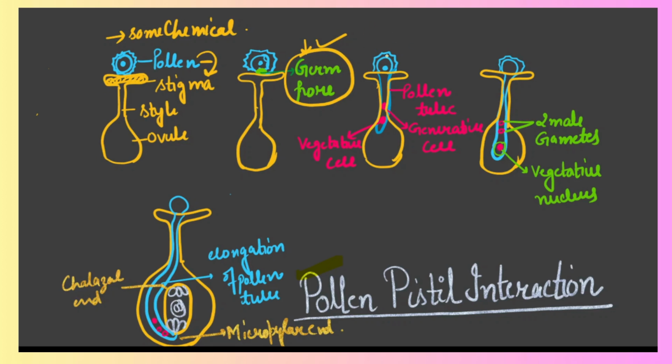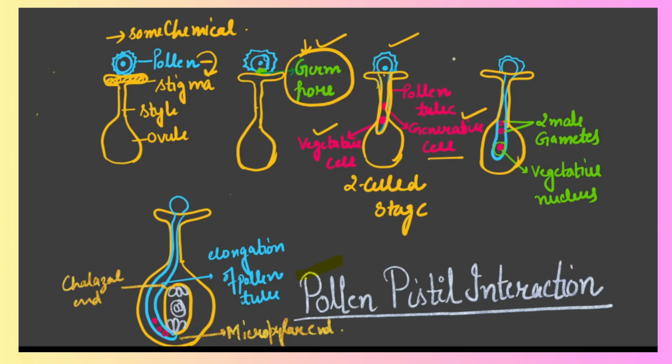Now, if we see this diagram, this is the bursting of the pollen, and the germ pore helps to elongate the pollen tube. Inside the pollen tube we have two cells. The first one is the generative cell and the second one is the vegetative cell. In most angiosperms, the pollens are shed at the two-celled stage. What are the two cells? The generative cell and the vegetative cell.